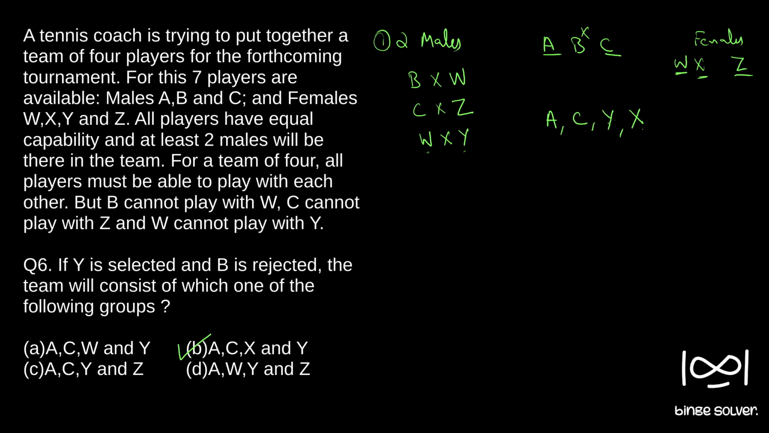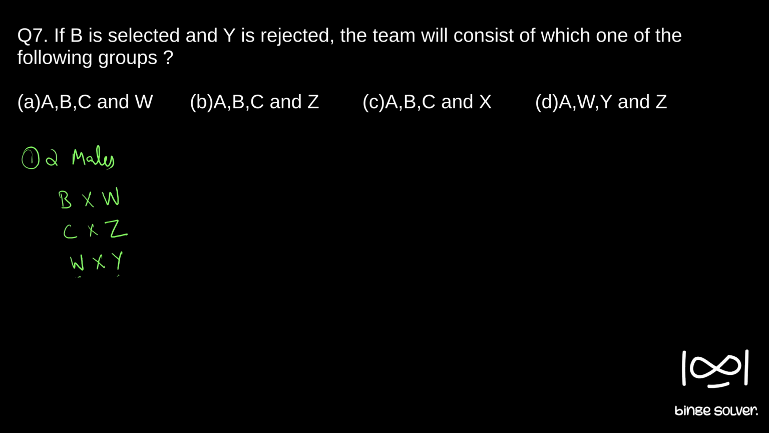Moving on to the next question. Question 7. If B is selected and Y is rejected, the team will consist of which one of the following groups? So again, I have written the information that was there in the question. So we have males A, B, C, and females W, X, Y, Z. And it is given that B is selected and Y is rejected.